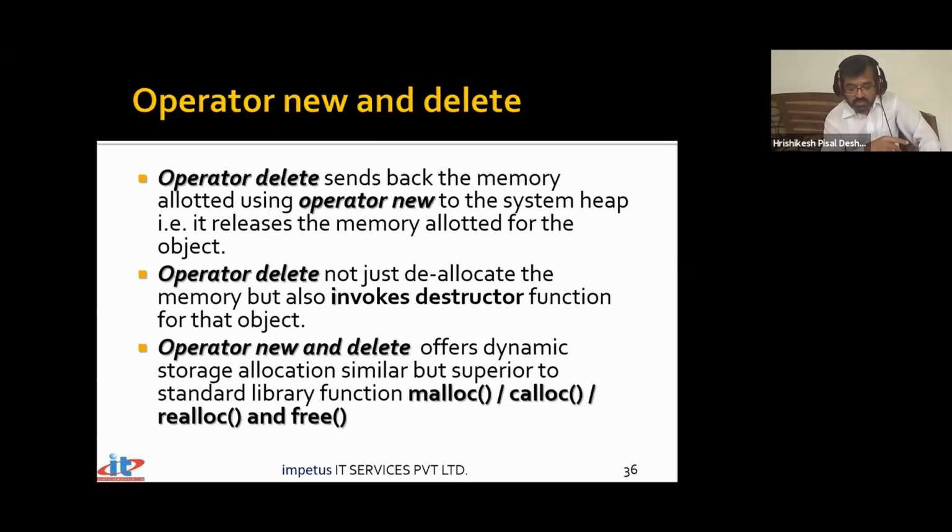New and delete offer dynamic storage allocation, similar to but superior to the standard library functions malloc, calloc, realloc, and free. We saw the standard library functions in detail, but we realized they did not really understand what objects are. They allocate memory and always return void star, and we had to typecast and forcefully treat that block of memory as if it were an integer or a video, and so on. That's not the case with new. When I say new int, it knows an integer variable has been created. If I say new char, it knows a character variable has been created. And if I say new video, it knows a video class object has been created.